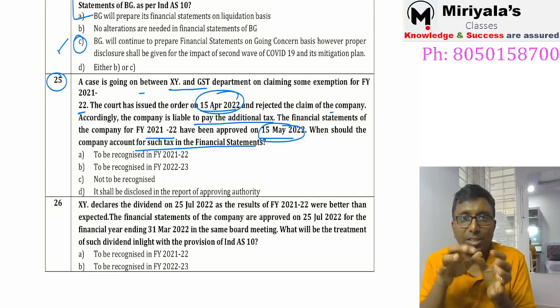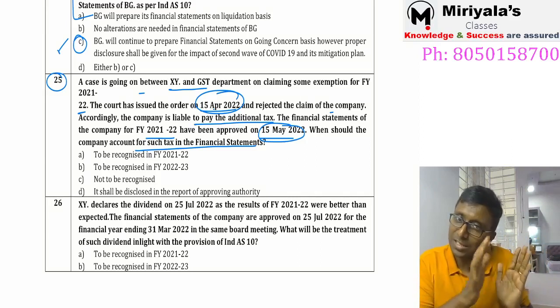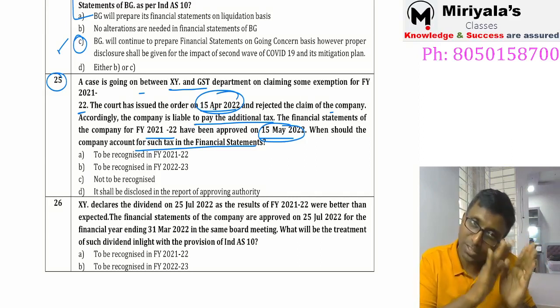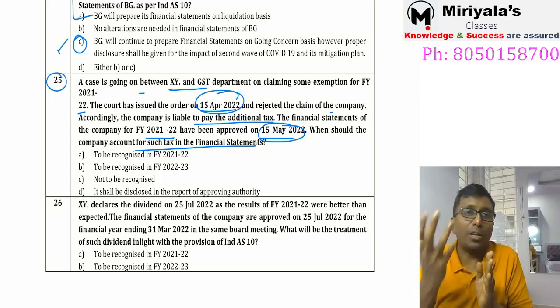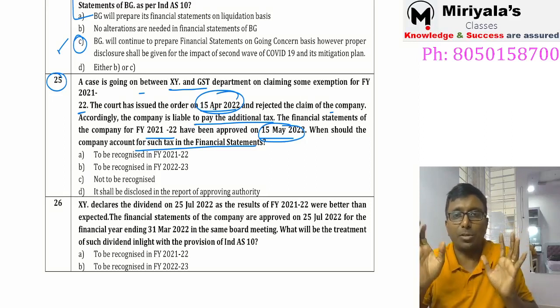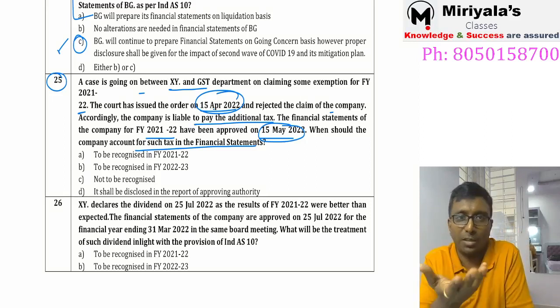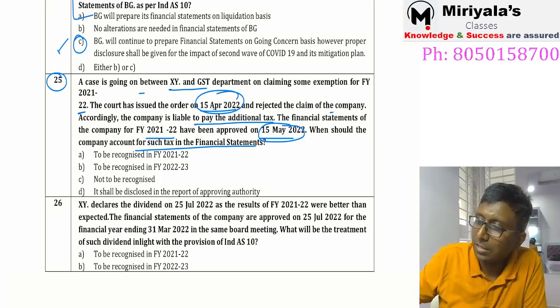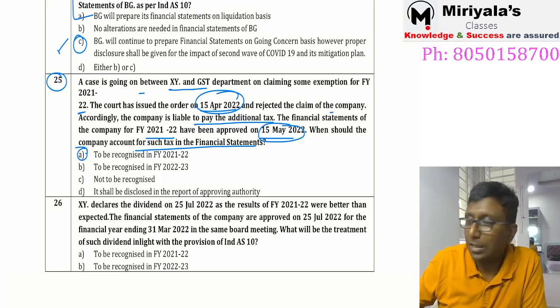Correct, na? With respect to exemption, it was there. The case is not a new case altogether. In 2021-22 itself, it was there. Subsequently, you got to know that it was rejected. My exemption was rejected, and I am supposed to end up paying. So it's a very clear-cut answer. That is nothing but A is the right answer.